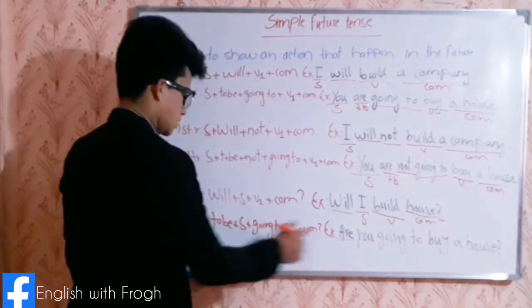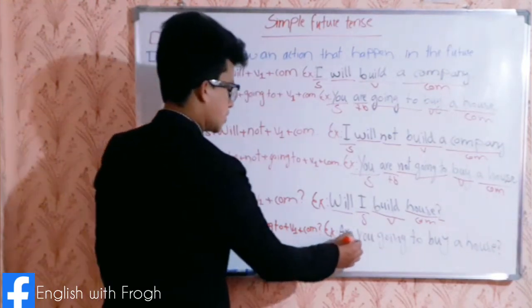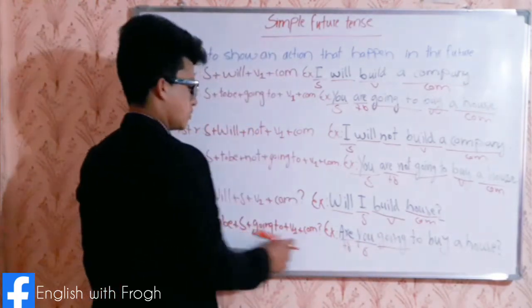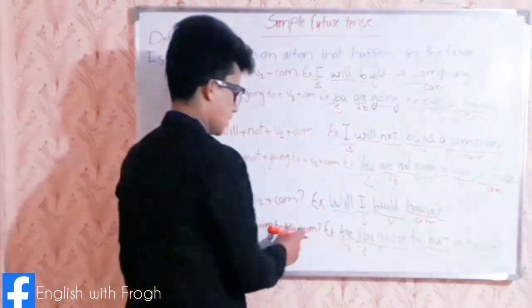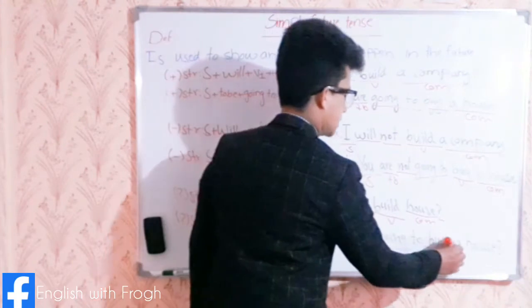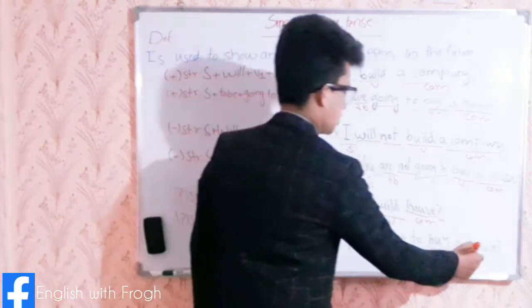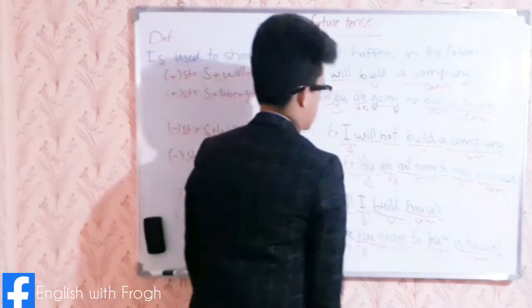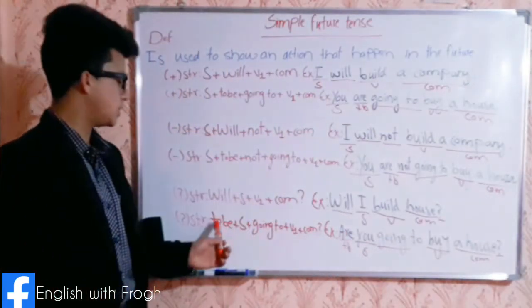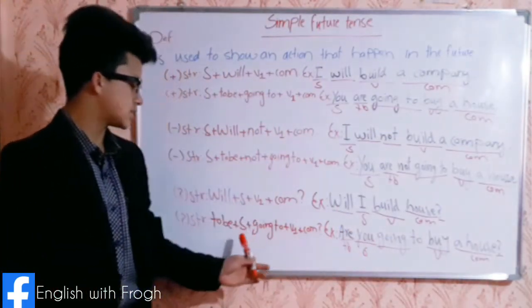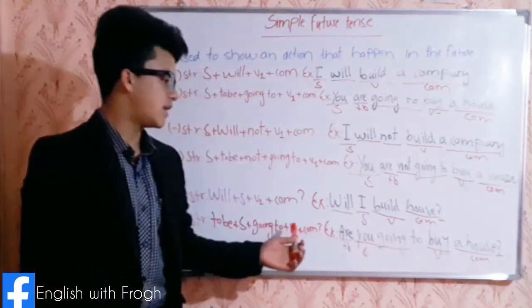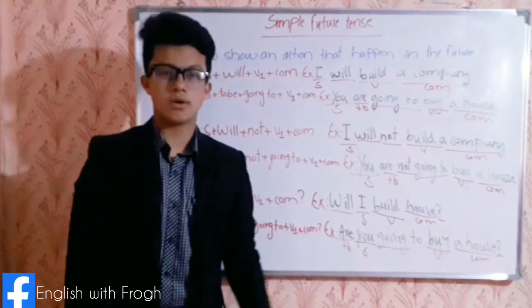Are, the to be; you, the subject; going to, itself going to; buy, the verb; and a house, the complement, and also the question mark itself.